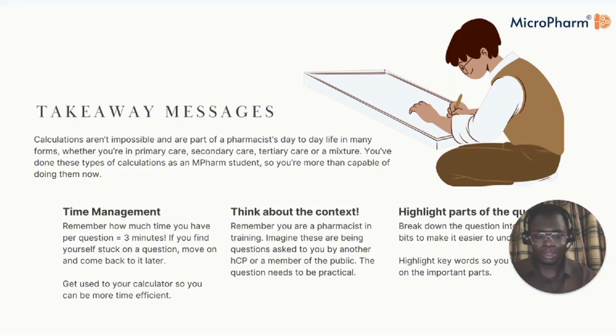Think about the context of the question. Again, remember this is not just a calculations paper, this is a pharmacy practice paper through the prism of calculations. So think about what's feasible, think about what's realistic in terms of your answer, and make sure that the answer you're giving is what the examiner has asked for.